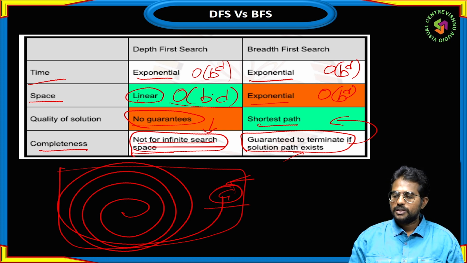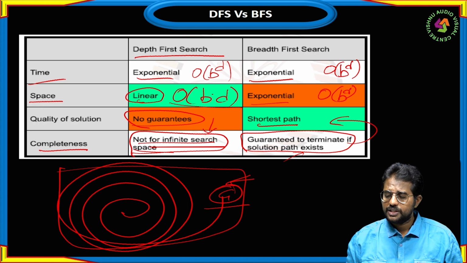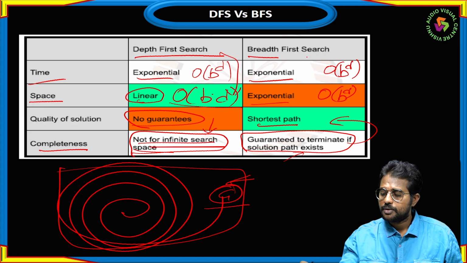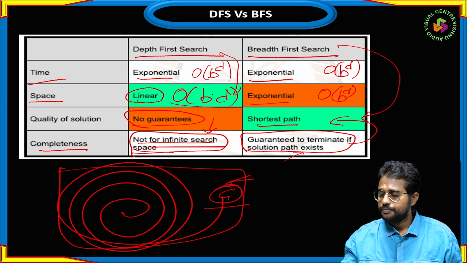So these are the comparisons between DFS and BFS. In this comparison, we can see that DFS is better in handling space, whereas by using BFS we are going to get the shortest path.